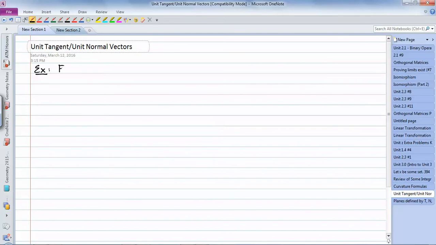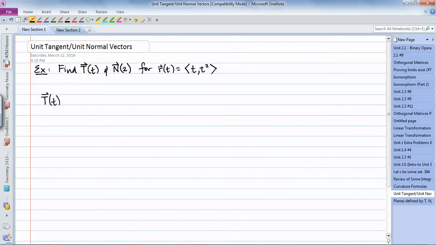We'll find the unit tangent vector T of t and a specific unit normal vector N of 2 for r of t equals ⟨t, t squared⟩. So we're only going to work in 2D here. Now you might remember the normal vector points directly into the curve. The unit normal vector, the one that's N of t. So let's first do T of t.